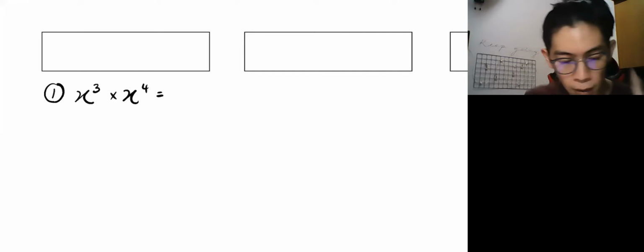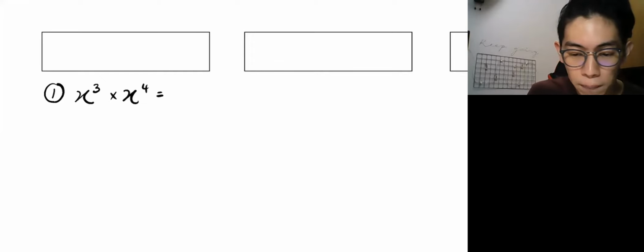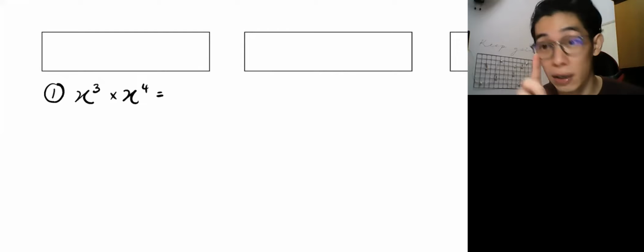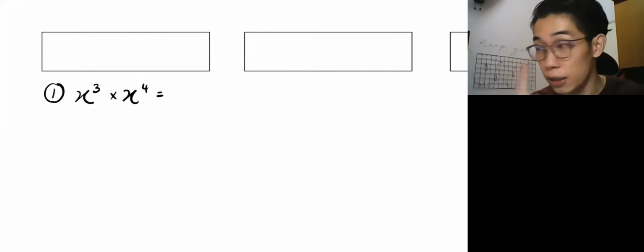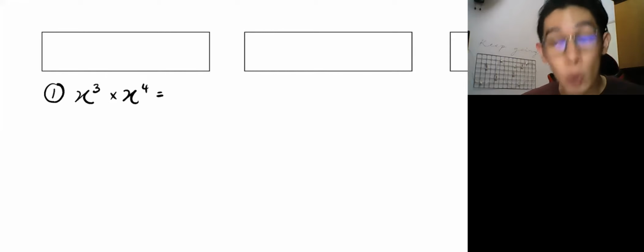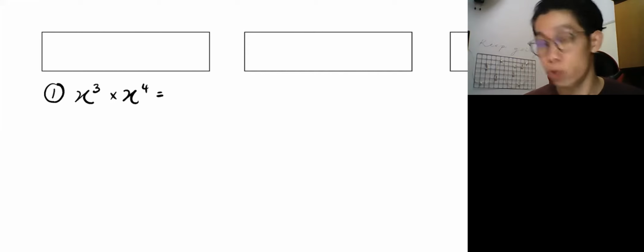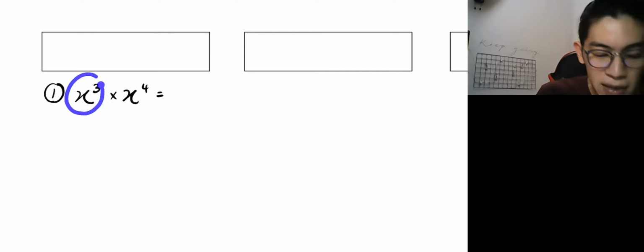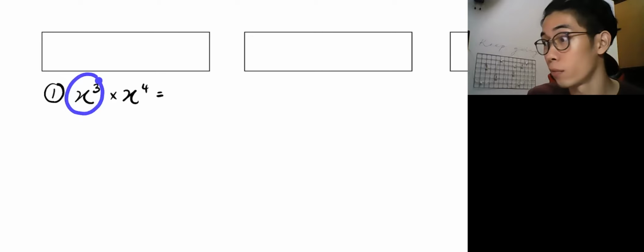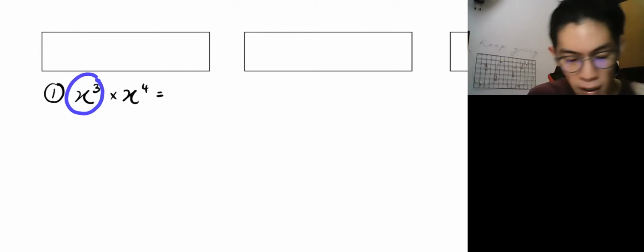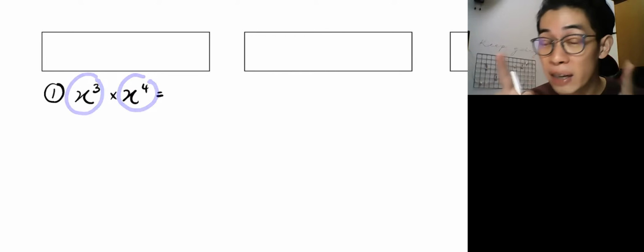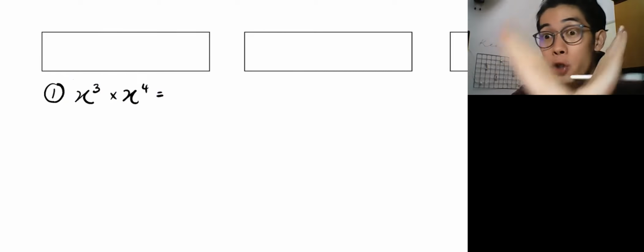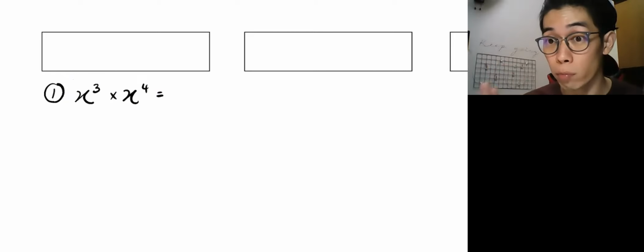You don't do this. X power 3, everyone. X power 3 is a what? I repeat, X power 3 is a what? It's an unknown. So let me circle that. This is an unknown. Can you see I use the word unknown? X power 4 is another unknown. Are they the same unknown? The answer is no. They are not the same unknown.